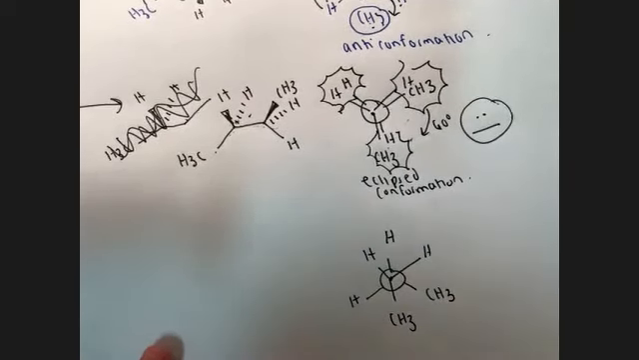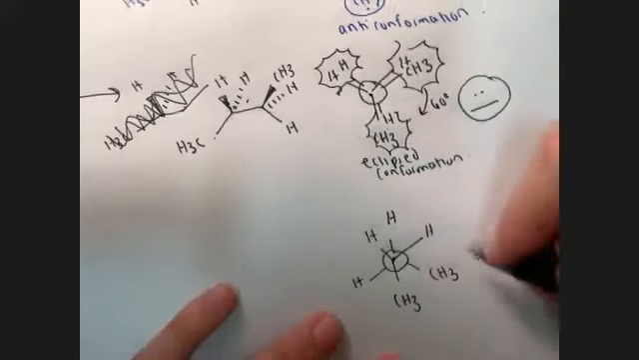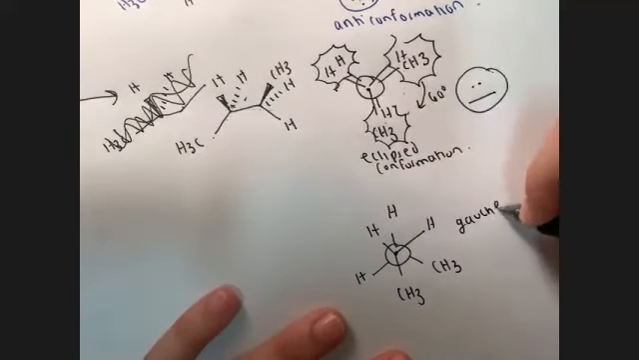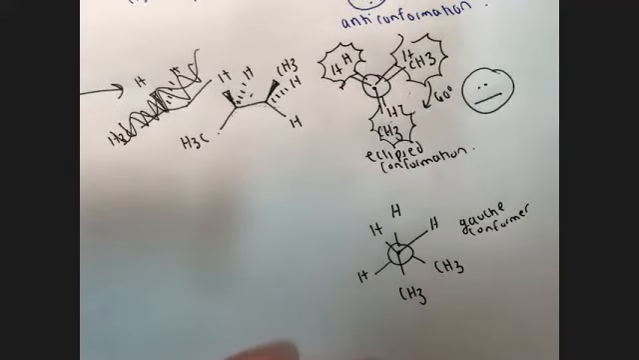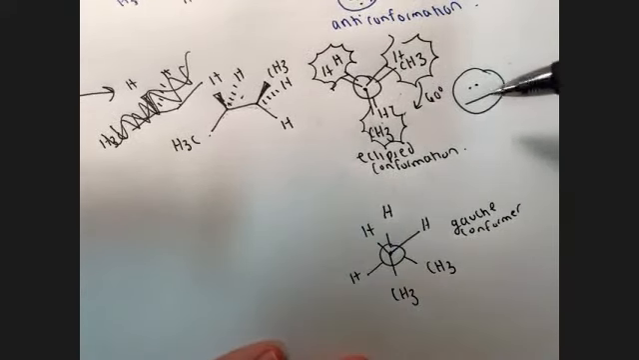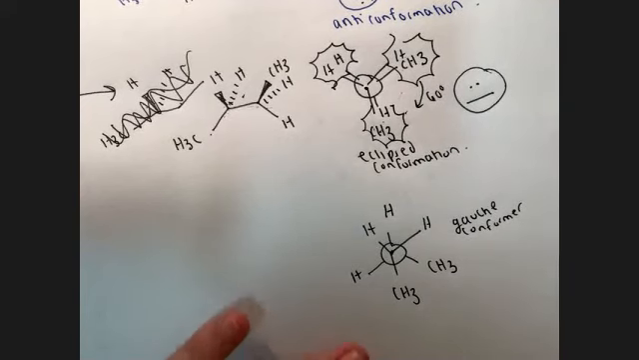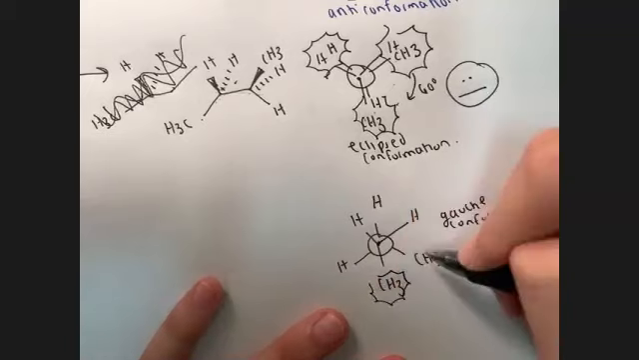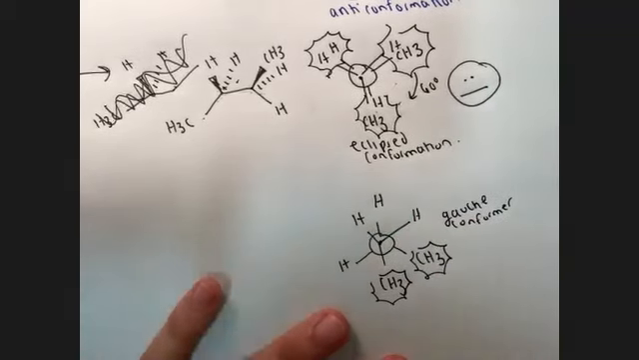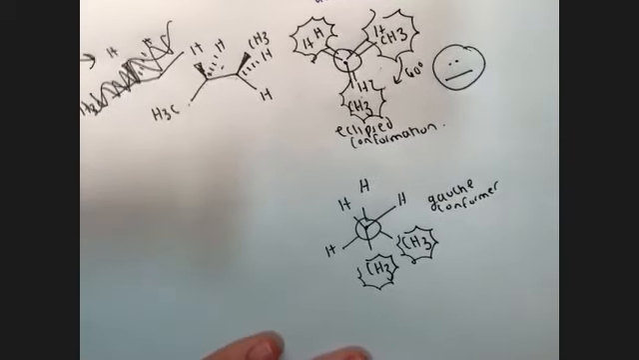Okay, so this type of conformer is called the Gauche conformer. Gauche. And this one is not that stable. I mean, it's better than eclipsed, but it's not so stable. And the reason why it's not so stable is even though they're not on top of each other, these two large bulky groups are pretty close to each other.